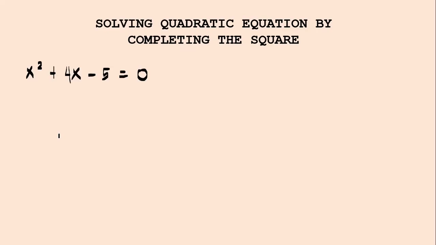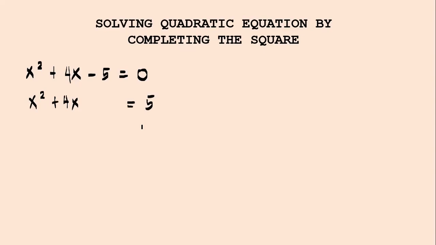Okay, so for example, meron tayong x squared plus 4x minus 5 is equal to 0. So, paano ba itong completing the square? First thing that you need to do is to separate the constant from the terms containing x. So, kailangan nating ihiwalay yung constant term. So, kailangan natin siyang ilipat dito sa right-hand side. So, that will become x squared plus 4x. From negative 5, it will become positive 5.